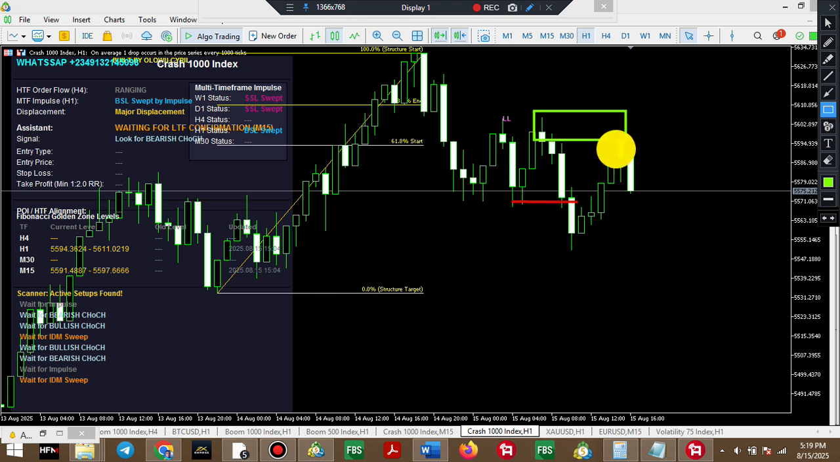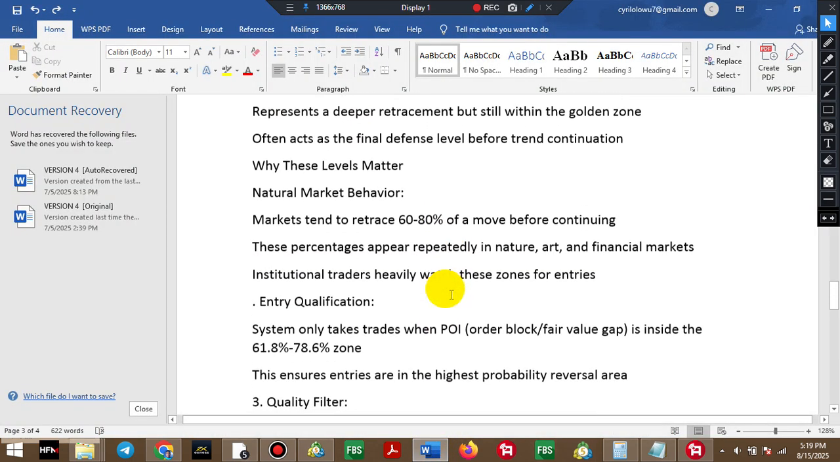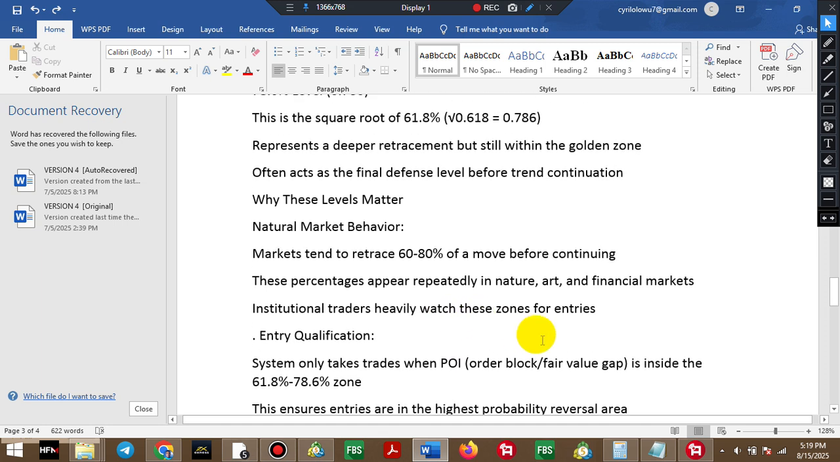Now we've understood what the Fibonacci golden zone is and how these digits were generated, how they come about, all these 61 and then 80, 78. Good. So let's proceed with the class. Proceeding further, we've identified the requirement. Okay, it often acts as a final defensive level before trend continuation.